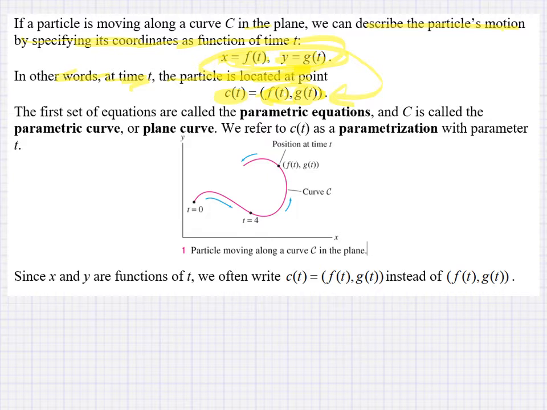And this first set of equations that we have here is what we call the set of parametric equations. And the curve that is drawn is called the parametric curve or plane curve. Okay? So we refer to this C of t as a parametrization with the parameter t, or whatever parameter we call it. We don't have to use t all the time. And with x and y being functions of t, we could either write this as C of t equals f of t, g of t, or just simply f of t, g of t.